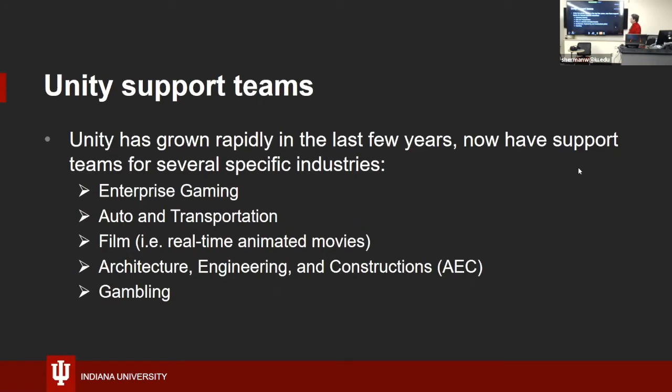Interestingly enough, Unity has grown so much in the last few years that they have different support teams for different categories of users. Of course, starting with gaming and online gaming, big online gaming services. But also they have a group that specializes in auto and transportation, one that works on real-time animated movies, another one that works in architecture, engineering, and construction, and a group just for gambling. They have a support team just for gambling.